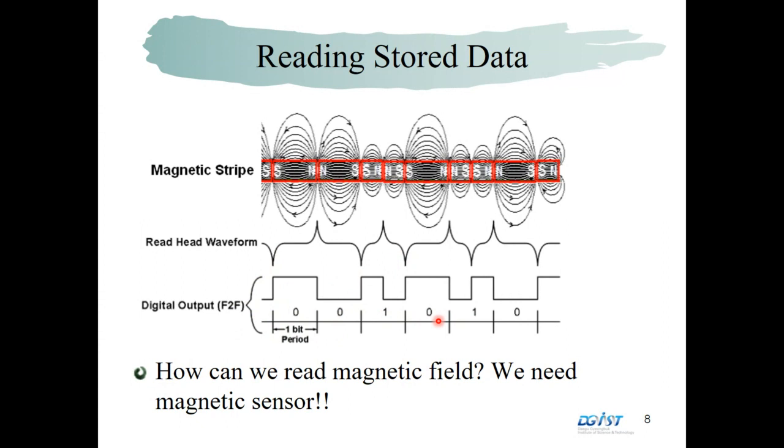Then how can we increase the density? That means we have to make a smaller bit size, smaller pattern size. Then we can increase the data density. But if you decrease this size, the stray field is getting smaller and smaller. So that means we need a better read head. We need a more sensitive sensor.